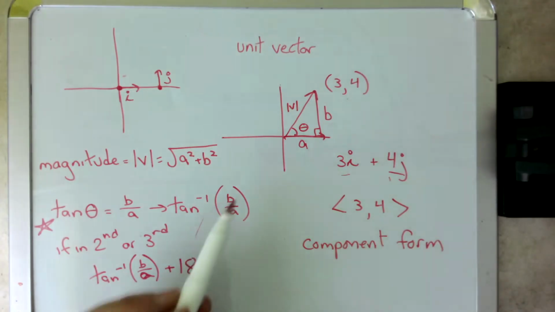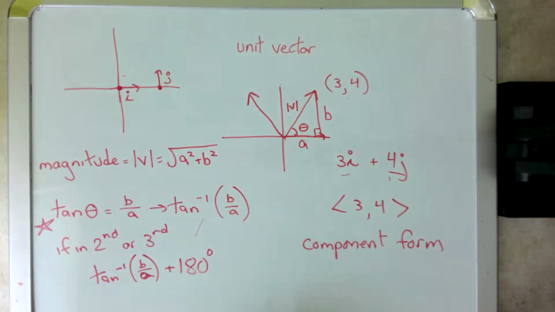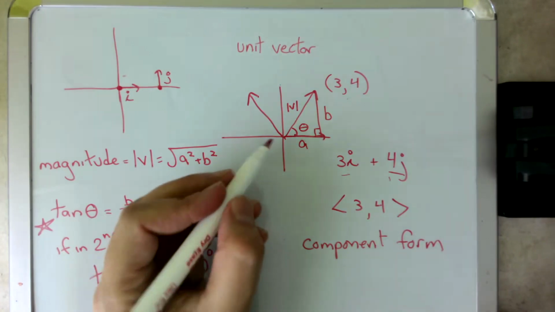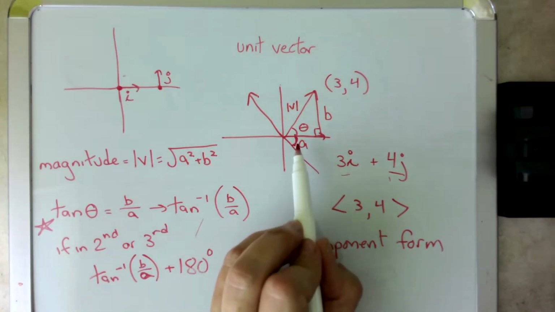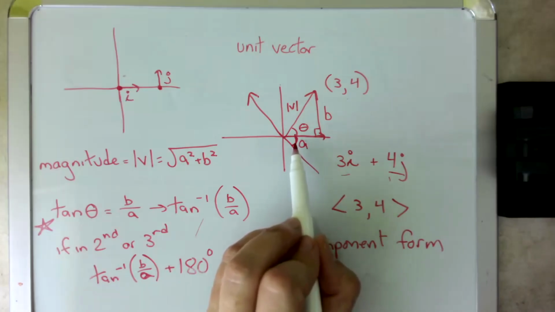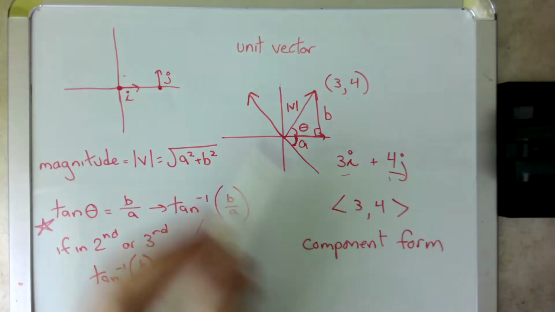Okay? So in other words, if your vector were over there, the answer that will come out of this will actually be the fourth quadrant answer. So the way to get the correct answer is to add 180 to it, right?